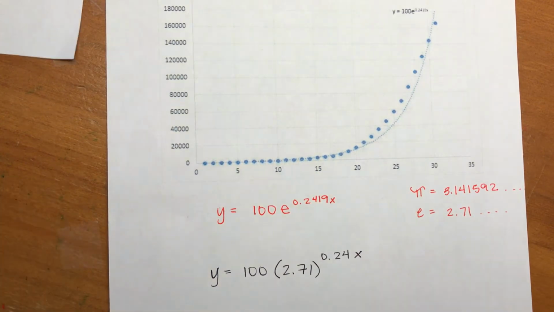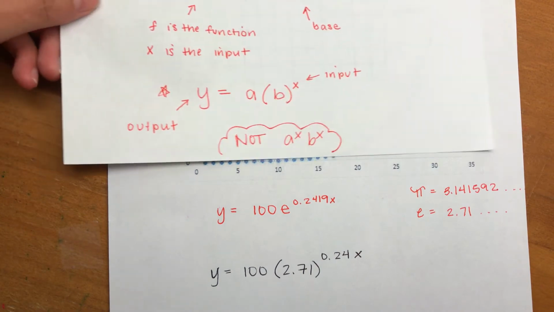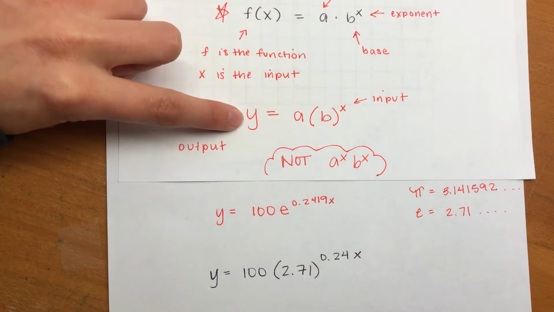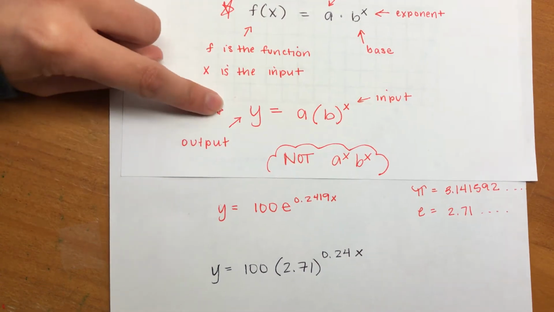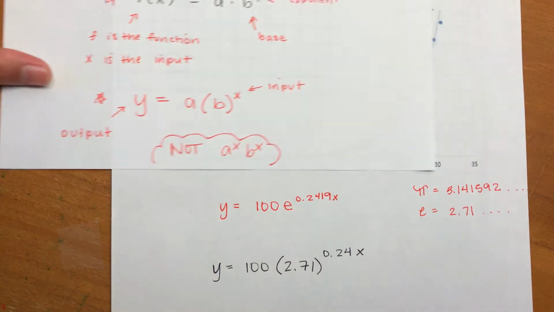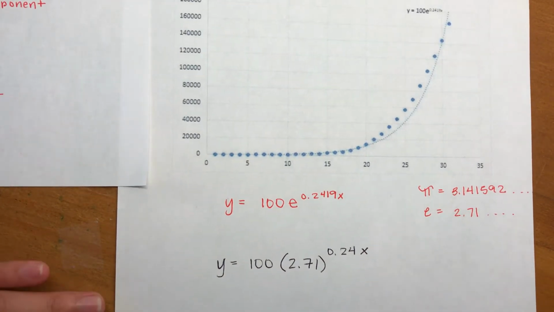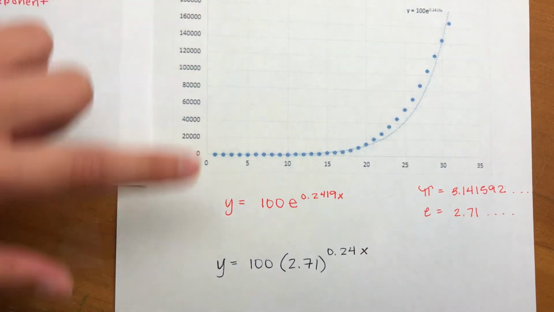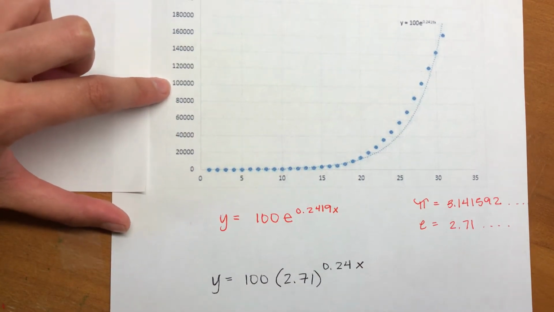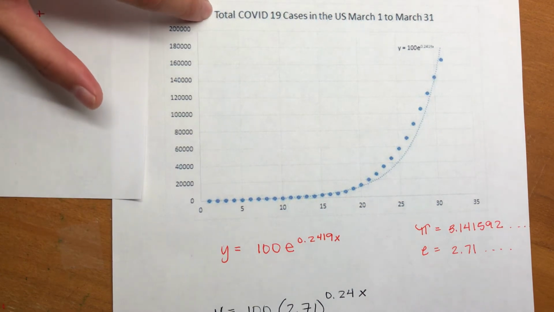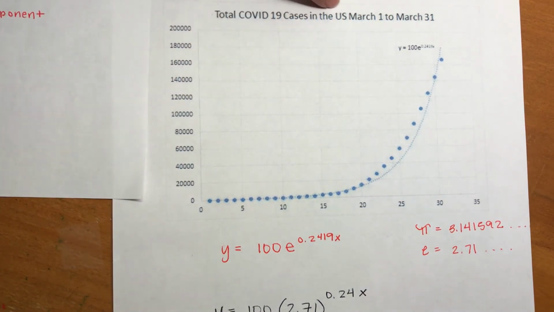So if I refer back to my notes, I'm saying, okay, I've got the y form with the parentheses. So then I say, okay, y, that's my output. And in this case, y is the vertical axis. Well, y is always the vertical axis. And what is represented on the vertical axis for this graph? I'm going to look at my title. It says total COVID-19 cases in the US, March 1 to March 31.